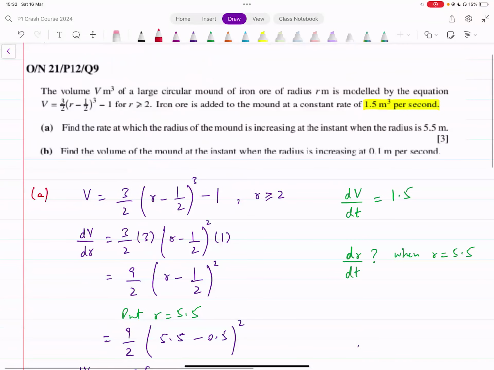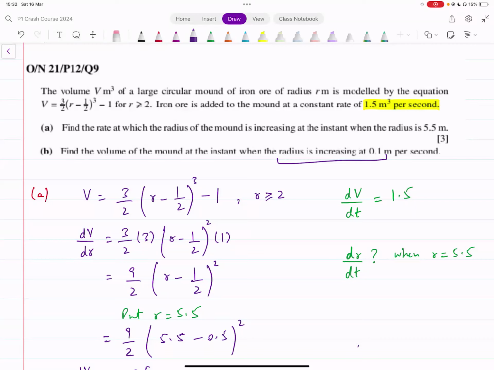Now it says find the volume at the instant when the radius is increasing at 0.1 meter per second. Okay, now the first part is not relevant anymore. Now some information is given about the rate of change of radius, and they're saying radius is increasing at 0.1 meter per second. How do you write this down in derivative form? What would you say?